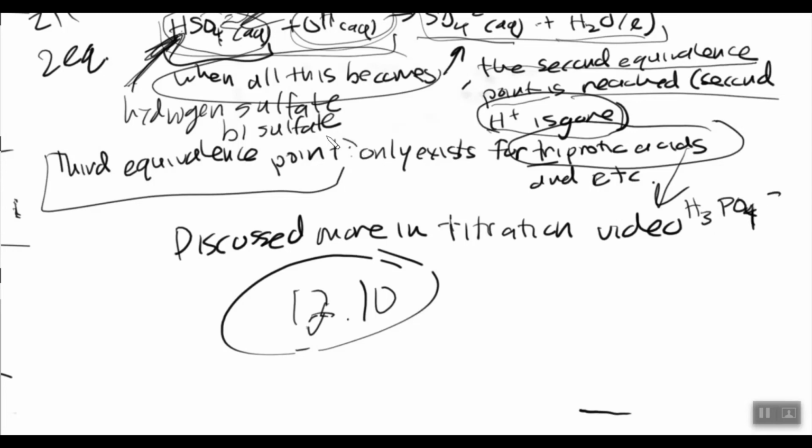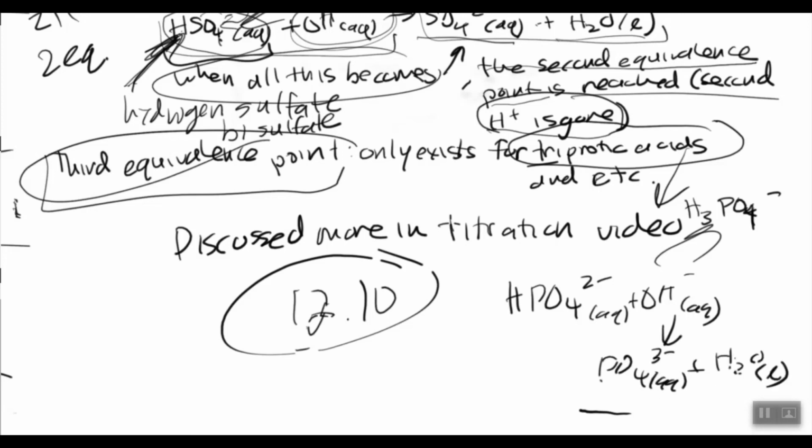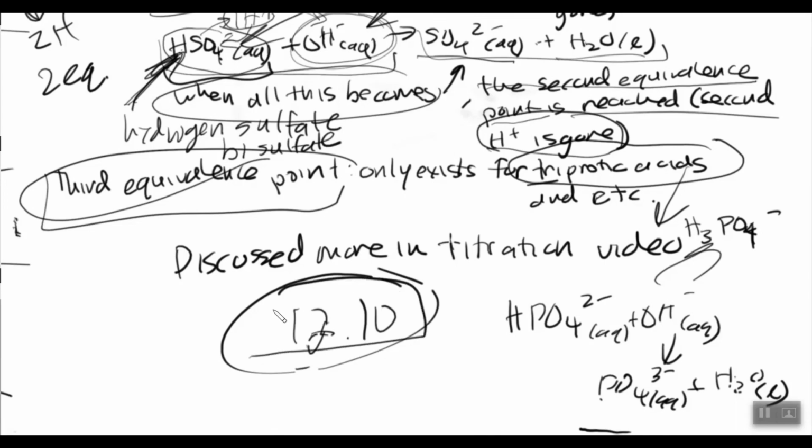And the third equivalence point for this acid is when its final H plus gets released. So it will have its final H plus when it's HPO4 2 minus. And then it only needs 1 mole of OH minus to react with it, forming your final compounds, phosphate and water. So yeah, so we will discuss this concept in a future video, in video 12.10.